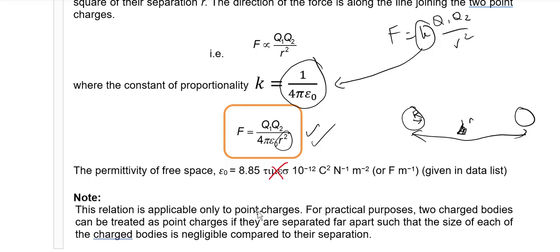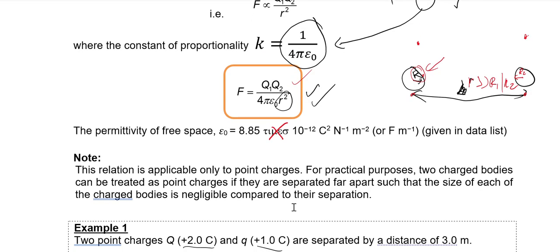What this means is that normally spheres are not actually point charges, because a point charge is really one dot. But if I look at a sphere that has a radius, for example this R1 and this R2, however, if the distance between the two spheres, small r, is much greater than R1 or R2, then we can assume they are point charges, and therefore we can use this formula over here. That's what it's trying to say.